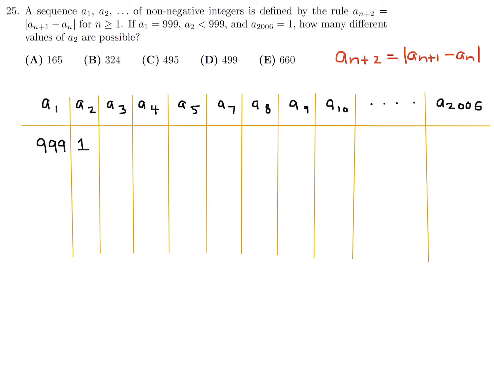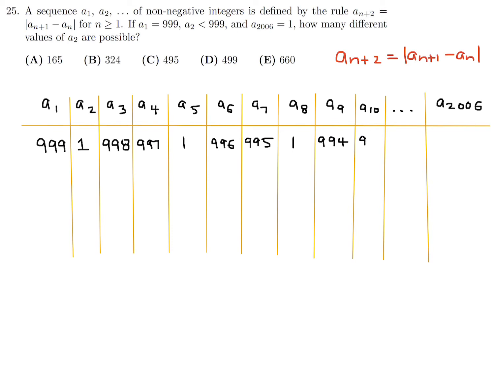1 minus 999 is negative 998, but I have to take the absolute value, so 998. Then 998 minus 1, 997. 997 minus 998, which is negative 1, absolute value gives me 1. Continuing this, we get 996, 995, 1, and then continuing in the same format, we'll get 994, 993, and it just keeps on going.